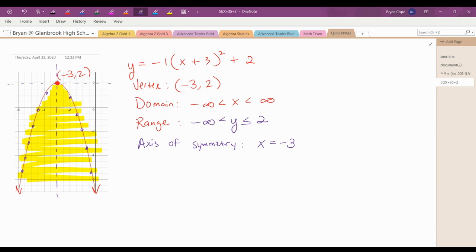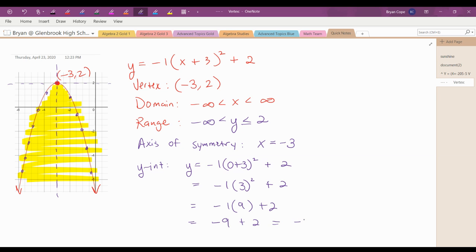And let's talk about the y-intercept. You really can't see it on this one, so this is one where you really do have to let x be 0 and then solve it. So y equals negative 1 times (0 plus 3) squared plus 2. That's negative 1 times 3 squared plus 2, or negative 1 times 9 plus 2. So you can see this is a reasonable answer of negative 7. So our y-intercept would be at 0, negative 7.